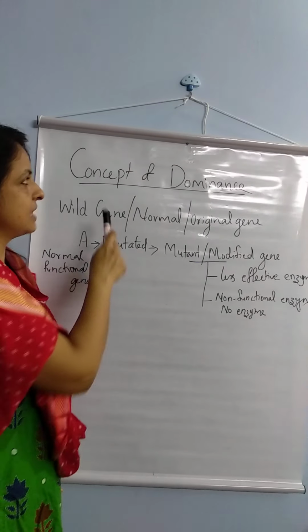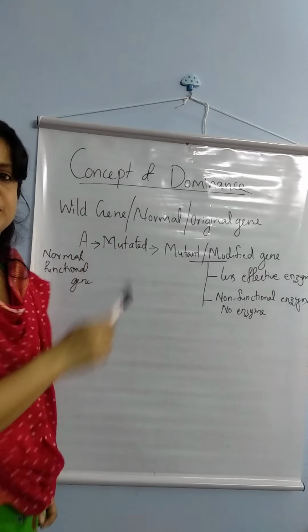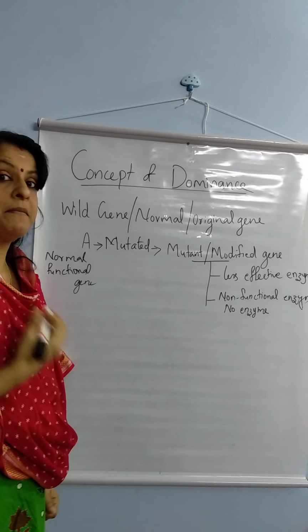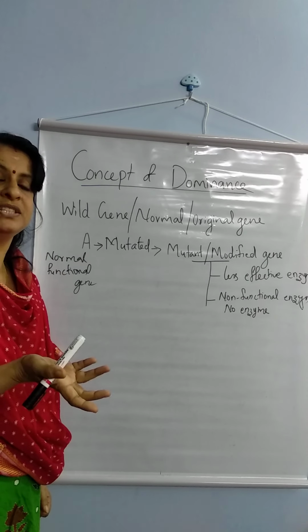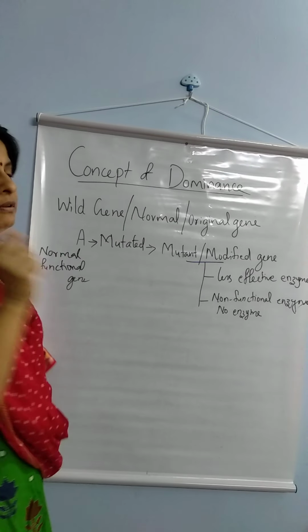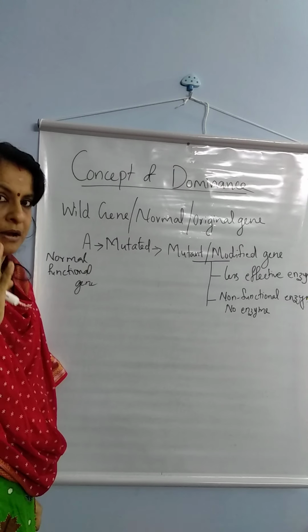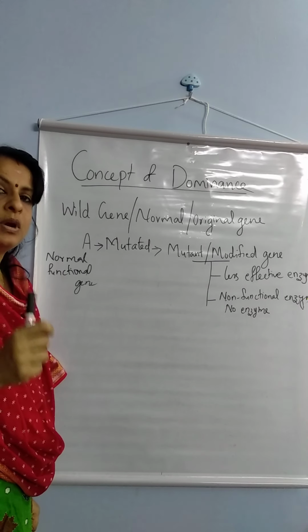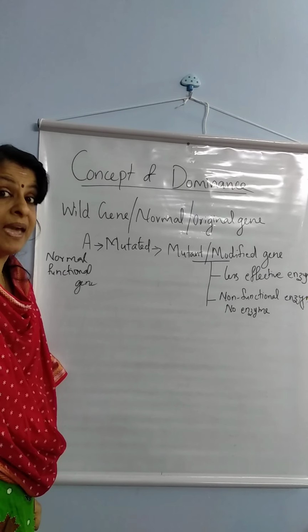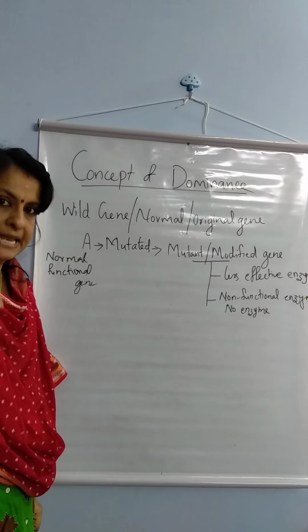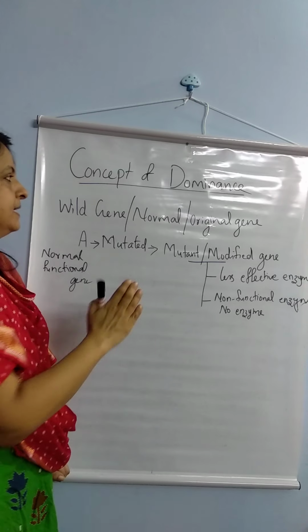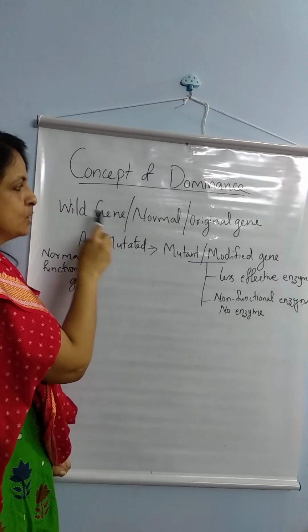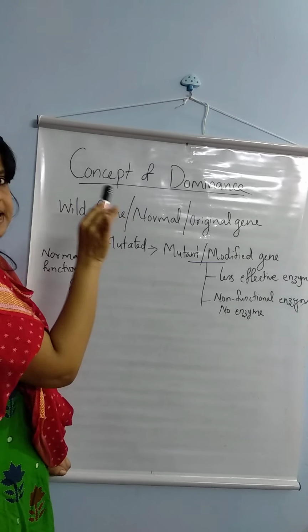See, in this class, I'm going to explain the concept of dominance. So, what makes a gene a dominant gene and what makes some other gene a recessive gene? The first thing we have to remember is that for controlling any character, there is a pair of genes. We call them alleles. The unmodified original gene is called a wild gene. Wild gene means a normal original gene.